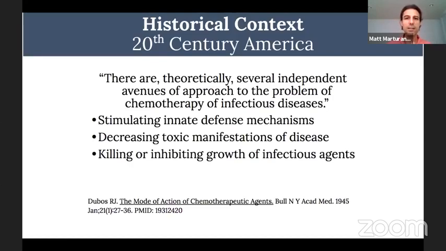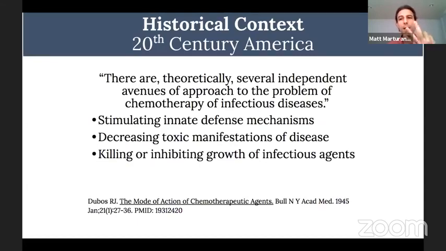In this presentation, he was presenting to the Rockefeller Society in 1945. And in the open, he said that there are theoretically several independent avenues of approach to the problem of chemotherapy of infectious diseases. Now, keep in mind, at this time, the word chemotherapy just meant drug therapy in general, not just anti-cancer medications that we might think of now. So he was presenting to what eventually was the nascent pharmaceutical industry.